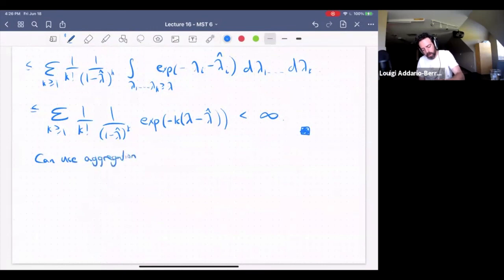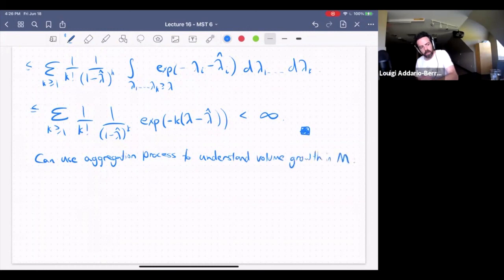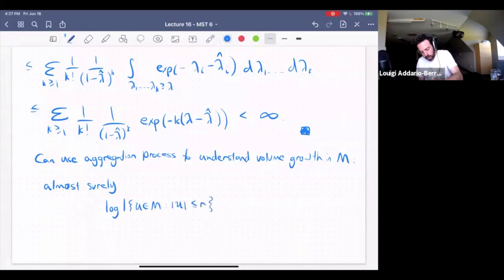So I'll just state without proof that you can use this to understand volume growth in M. It turns out that almost surely, M is like a three-dimensional object in the sense that the volume growth is roughly cubic. So if we look at the number of vertices of M whose distance from the root is at most R, on the logarithmic scale, that converges almost surely to 3.